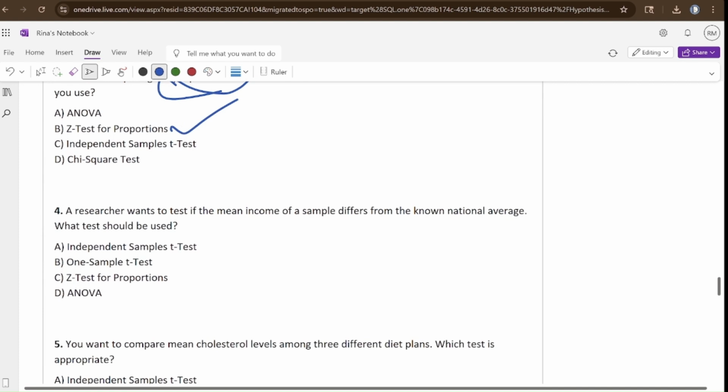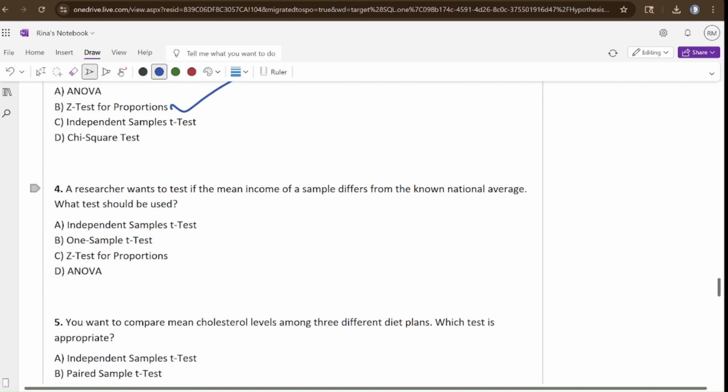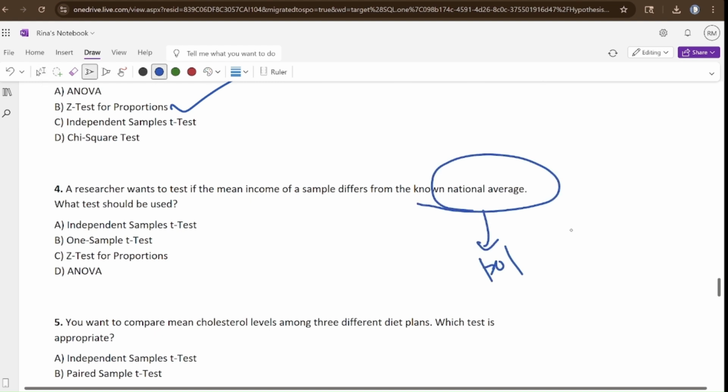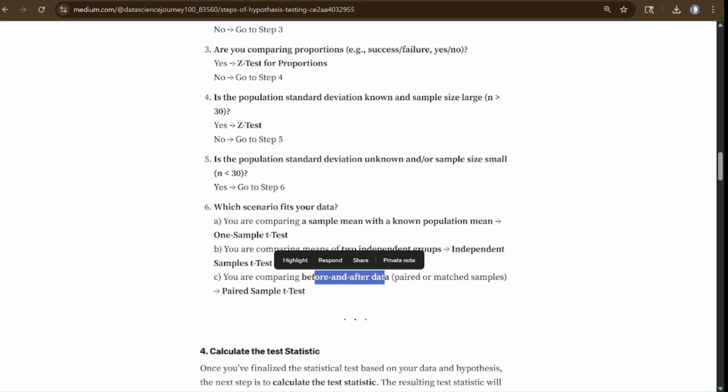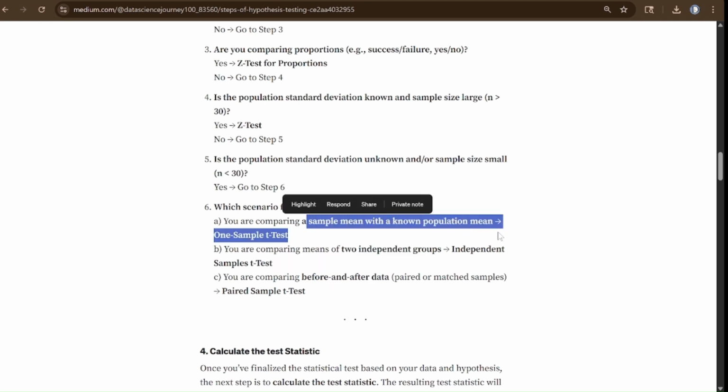Okay. A researcher wants to test if the mean income of a sample differs from the known national average. See, known national average means they want to say population mean. So you have two data: one is the sample mean, another is the population mean. In that case, you compare a sample mean with a known population mean. So, one sample t-test.